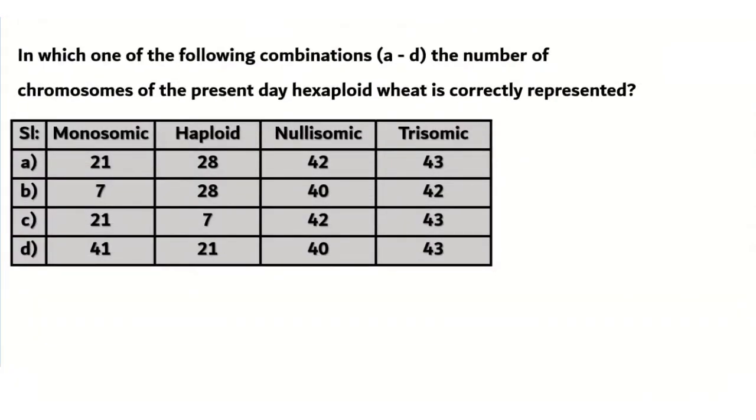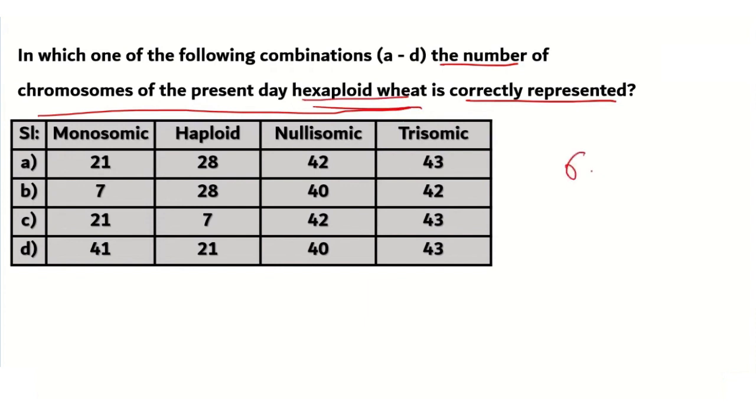Now let's look at the next question. In which one of the following combinations, given from A to D as the options, is the number of chromosomes of the present-day hexaploid wheat correctly represented? So what do you mean by saying that wheat is hexaploid?